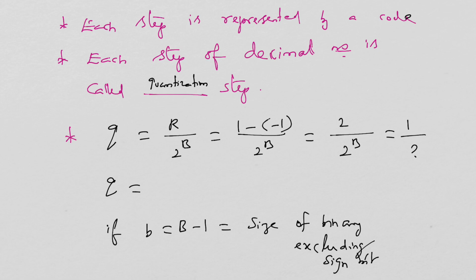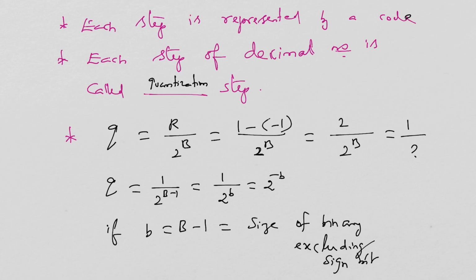Let me say what the quantization step is. Q is equal to range divided by 2 power B, which is equal to 1 minus of -1, because the range is -1 volt to +1 volt. Maximum minus minimum, 1 minus of -1, divided by 2 power B, which is equal to 2 divided by 2 power B, which can be written as 1 divided by 2 power (B minus 1). I can even mention this with small b, 1 divided by 2 power b, which can be written as 2 power minus b, the quantization step.